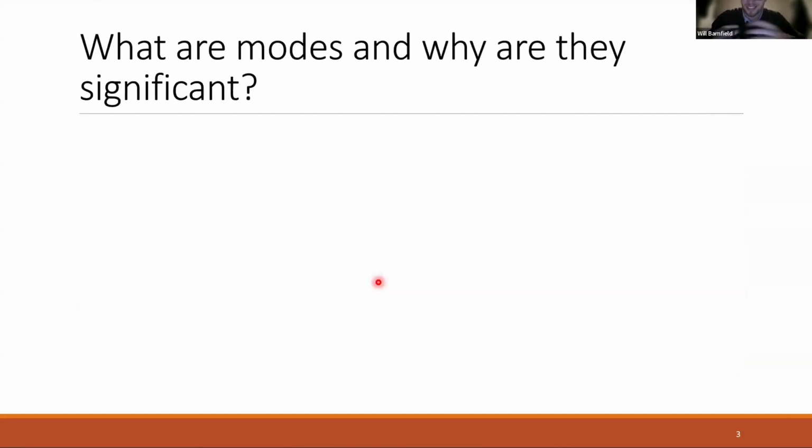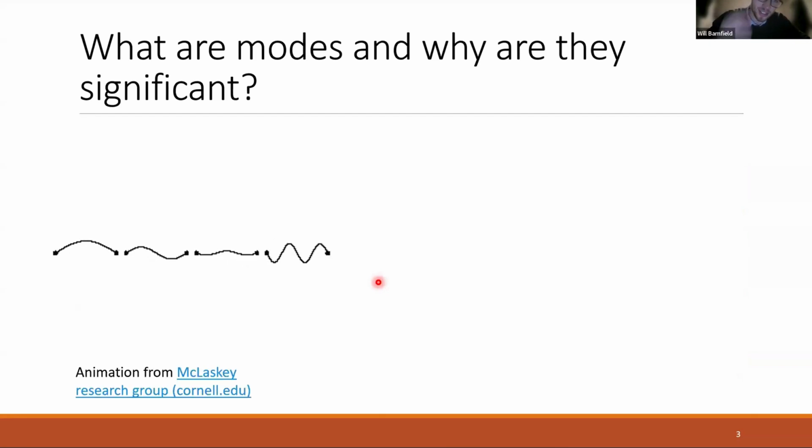So the first question is, what are these vibrational modes and why are they significant? A vibrational mode is a pattern or shape something will vibrate in when it's excited at a certain frequency, and it'll normally be a combination of those. On the left here, I have an example of the modes of vibration of a clamped string. The lowest order mode, or the natural mode, vibrates at the natural frequency, and we get the higher order modes here.